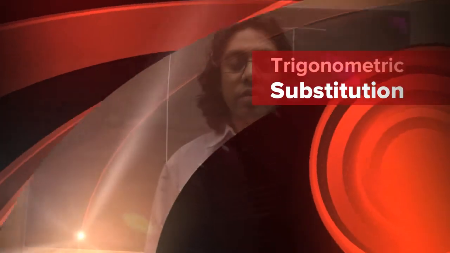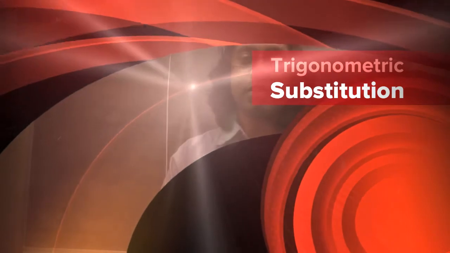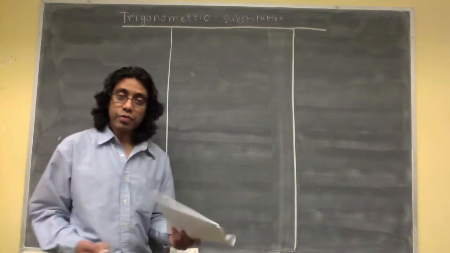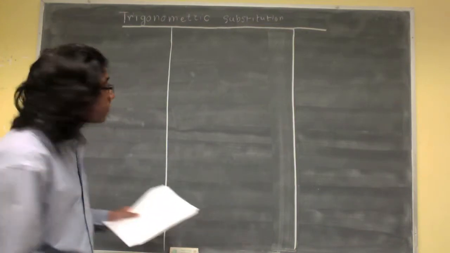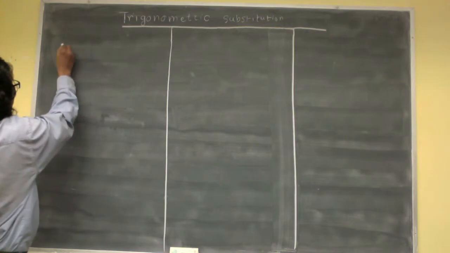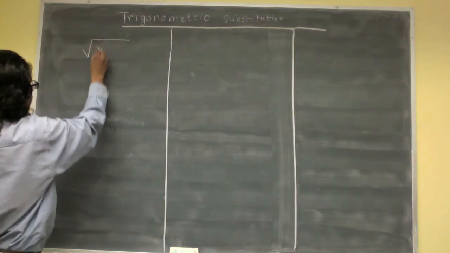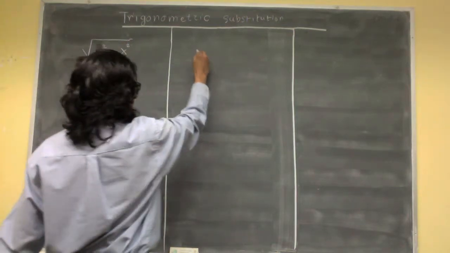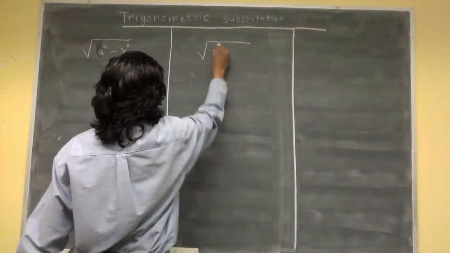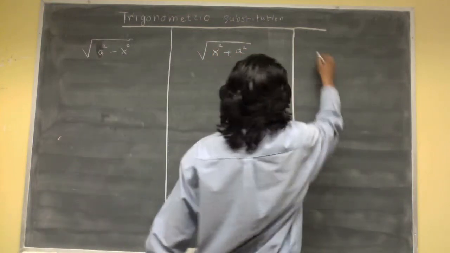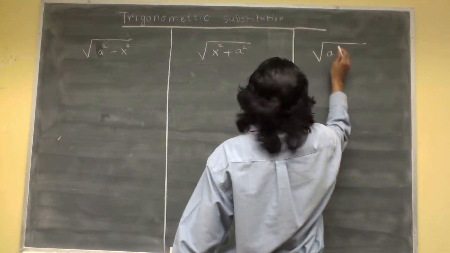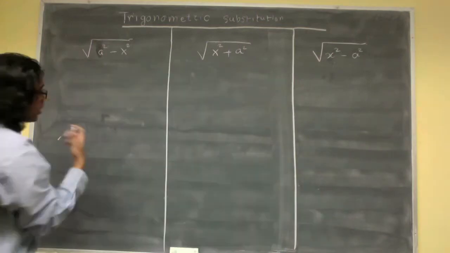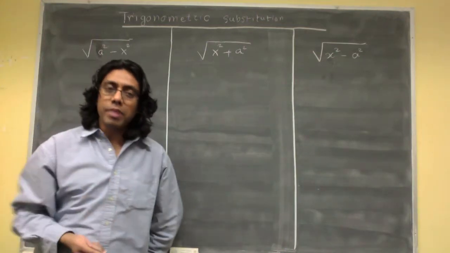Hello, today we are going to talk about problems involving trigonometric substitutions. These are the problems where you want to solve an integral where the integral has terms something like square root of a squared minus x squared, or the square root of x squared plus a squared, or the square root of x squared minus a squared. Right? The motivation for all these type of problems comes from the Pythagorean theorem.